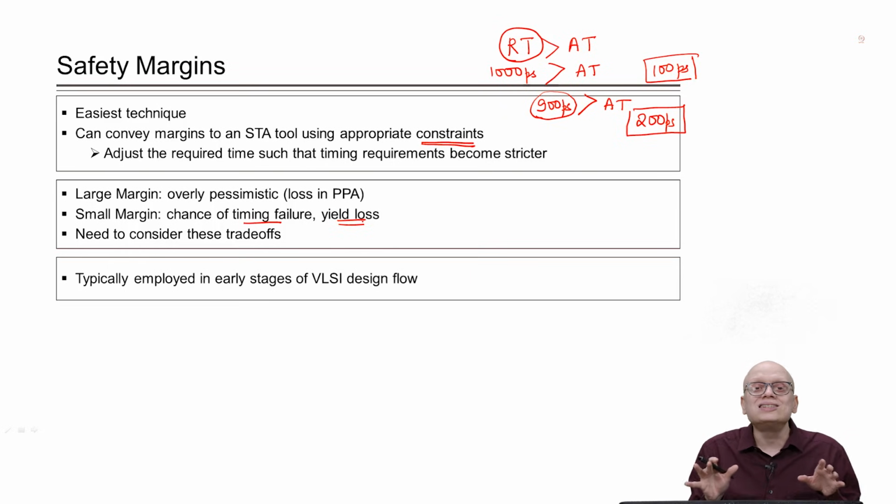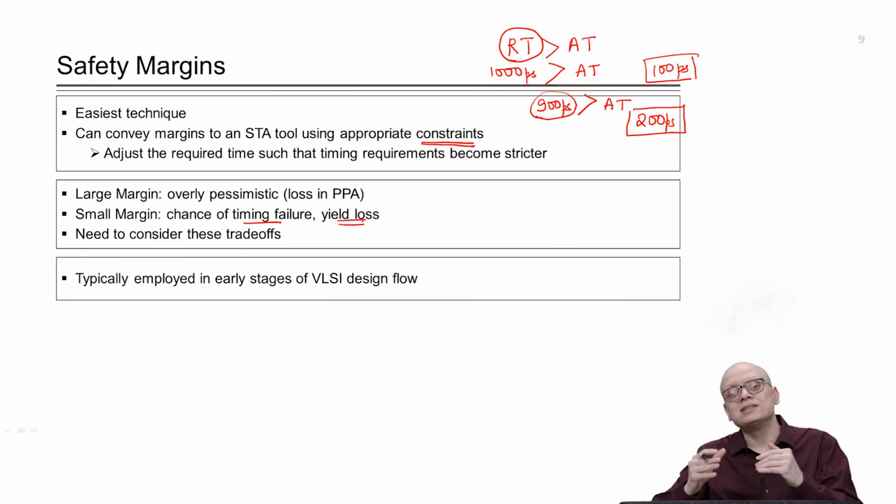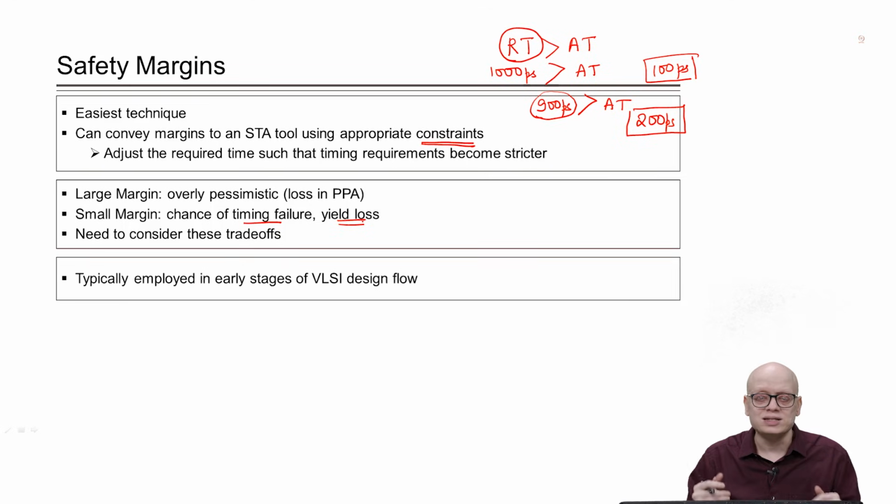So, there is a lot of uncertainty in our design, and since we do not have much information, we can use the safety margins to do the synthesis and timing analysis in the initial stages of the design flow. As the design flow progresses, we can reduce those margins and maybe eliminate most of them in the later stages of the design flow.